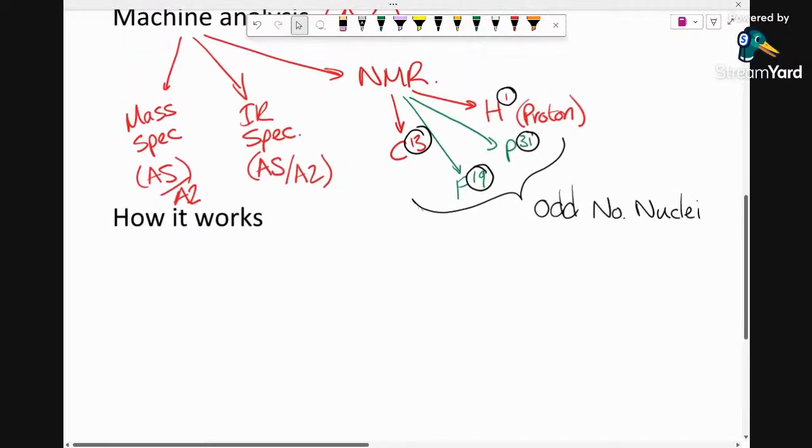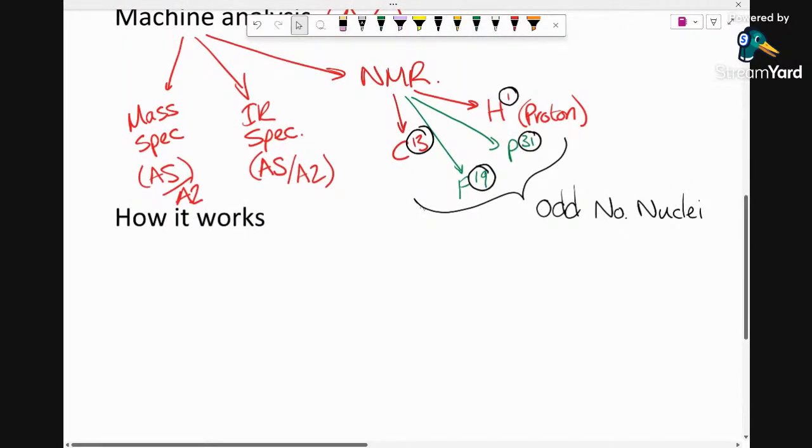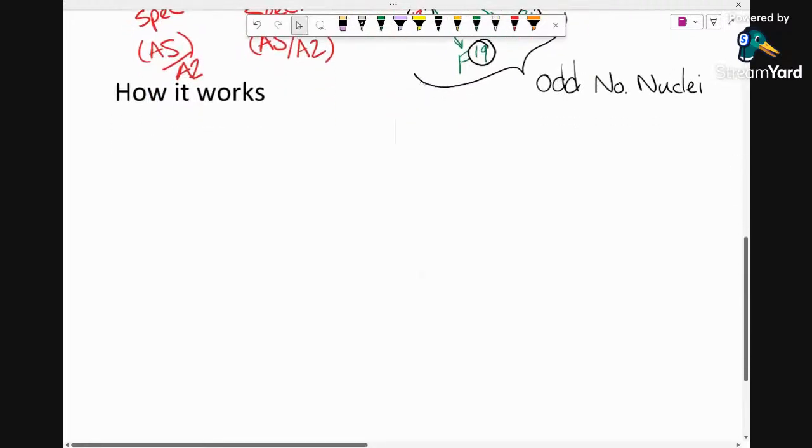So an odd number of nuclei. The two that I'm actually going to be starting with is C13 today, and then I'm going to move on to proton in a later session. So how does this work?